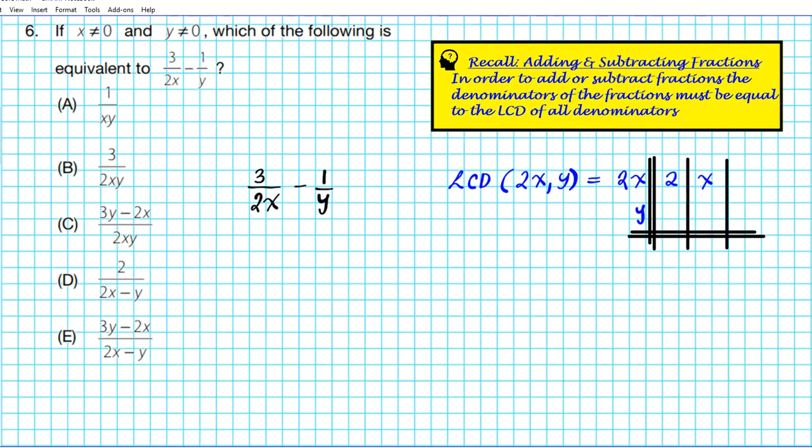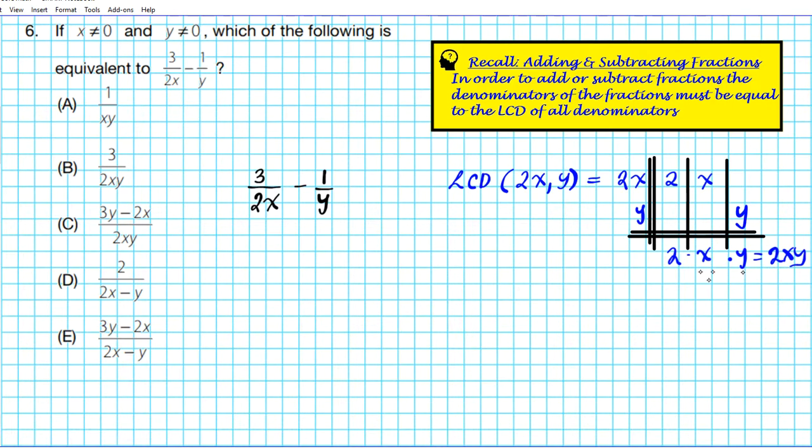Okay, so y is already prime, it cannot be decomposed any further, so I will have to put it here because it's not identical to 2 or x. So if I read it downwards, I have 2 times x times y, which is 2xy. That's the LCD of 2x and y. Okay, so the LCD of 2x and y is 2xy.